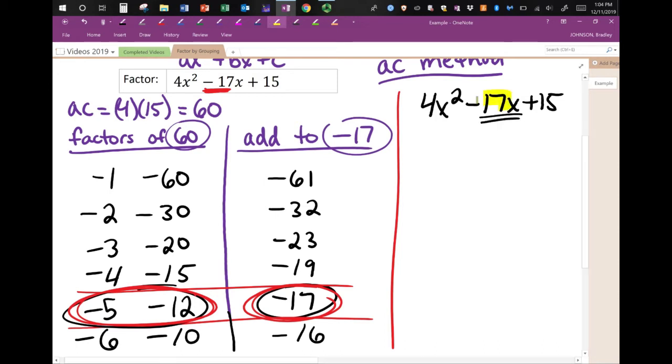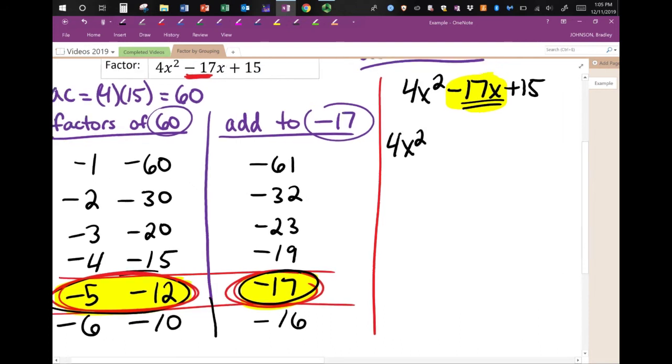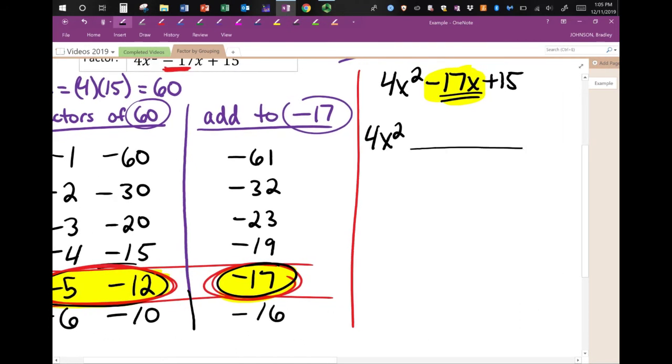I'm going to highlight it right here, the negative 5 and the negative 12. I'll be working with the negative 17x. So I'm just going to introduce the x on all these values. So I'll need to rewrite 4x squared, and then I'm going to leave a space and put plus 15 on the end. I'm changing the way negative 17x looks. I'm just changing the way it looks. I'm not changing the value. It's still going to be an equivalent statement.